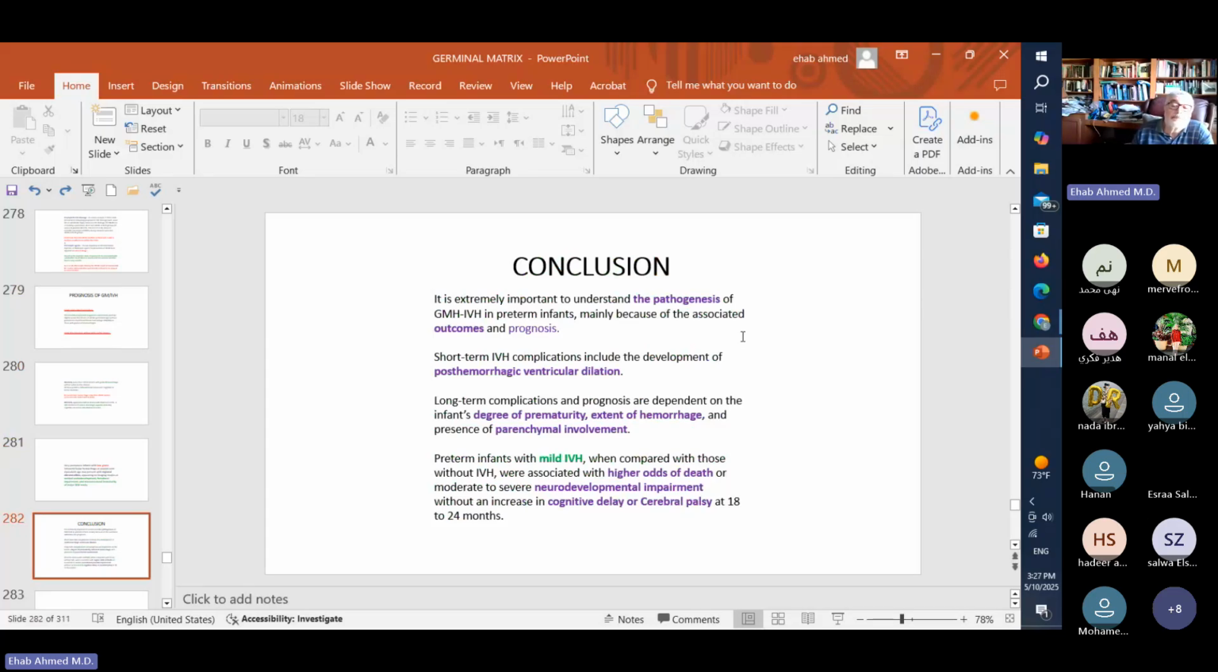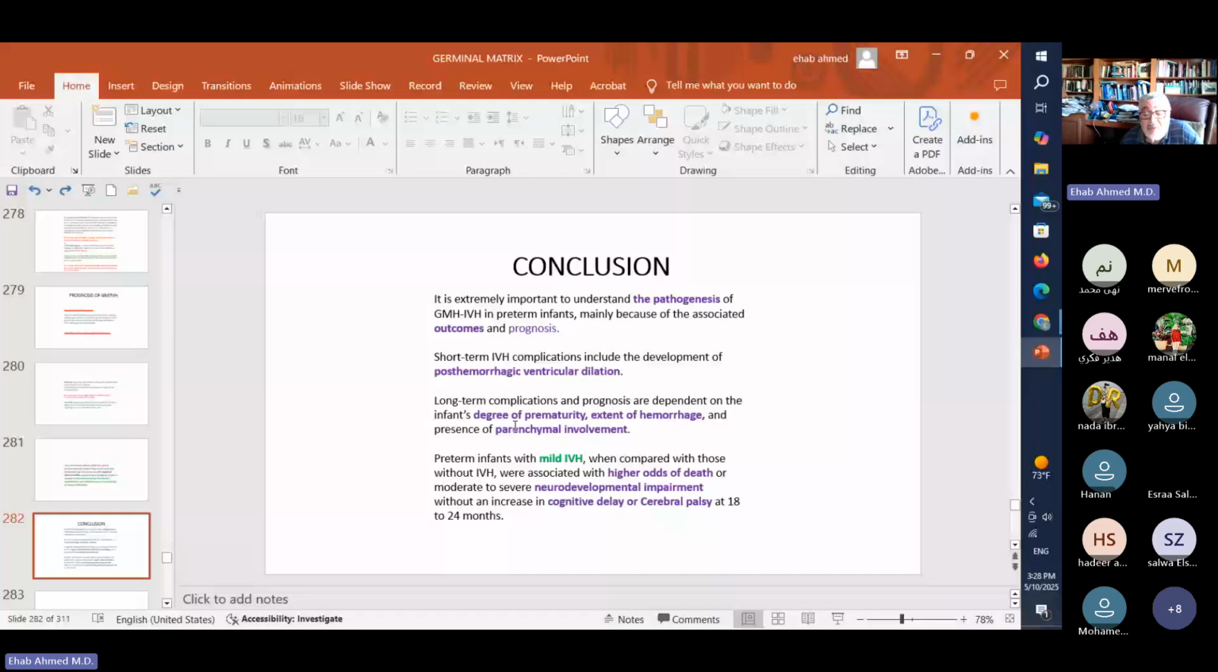Conclusion. It is extremely important to understand the pathogenesis of GM-IVH, and I hope I did a good job with that, and you understand now the pathogenesis of GM-IVH. If you don't, it's okay. Mainly because of the associated outcomes and prognosis. Short-term IVH complications include development of post-hemorrhagic ventricular dilatation. Long-term complications and prognosis are dependent on the infant's degree of prematurity, and of course the extent of hemorrhage and presence of parenchymal involvement.